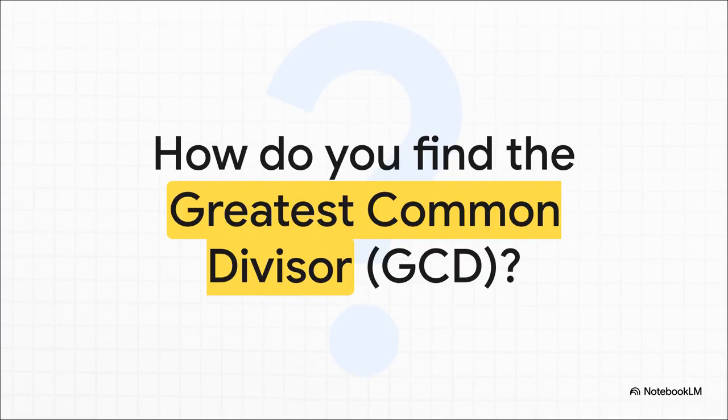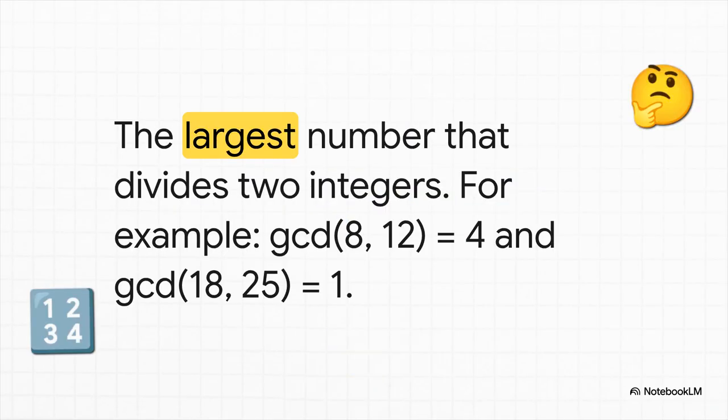To make this all feel a bit more concrete, let's use a problem that I'm pretty sure we've all run into at some point, probably back in school. The question is, how do you find the greatest common divisor, or GCD, of two numbers? Just as a quick refresher, the GCD is the biggest number that divides into two other numbers perfectly with no remainder. So for 8 and 12, the biggest number that goes into both is 4. Simple enough? For 18 and 25, they don't share any common factors other than good old number 1. So in that case, the GCD is 1.